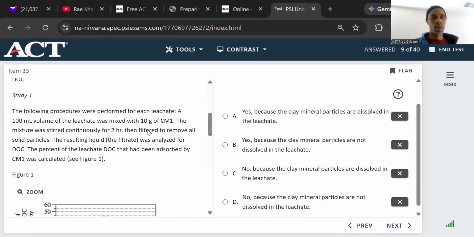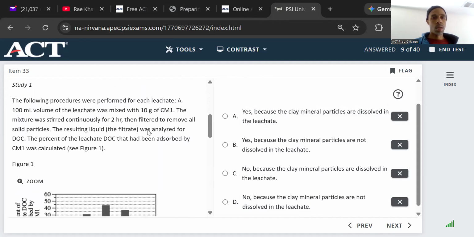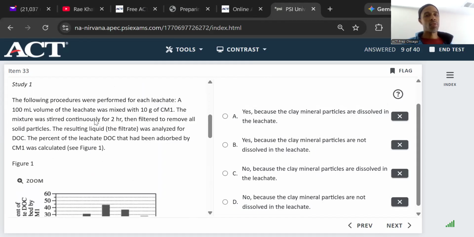Bleach was mixed with... Oh, here it is. The mixture was stirred continuously for 2 hours, then filtered to remove all solid particles. The resulting liquid, the filtrate, was analyzed for DOC, the percent of the leachate DOC that had been absorbed by CM1. So they mixed 10 grams. So the 100 milliliter volume of the leachate was mixed with 10 grams of CM1.